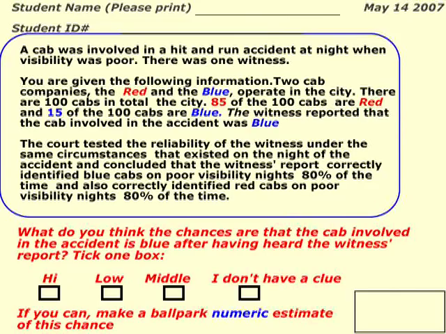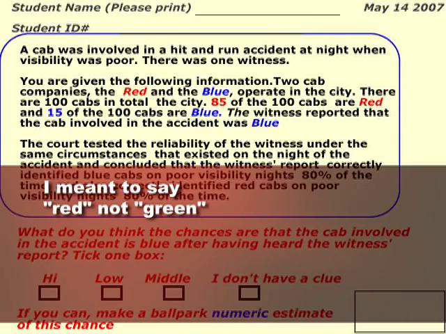But witnesses aren't always perfect. Okay. So next it says, the court tested the reliability of the witness under the same circumstances that existed on the night of the accident and concluded that the witness's report correctly identified blue cabs on poor visibility nights 80% of the time and also correctly identified green cabs on poor visibility nights 80% of the time.